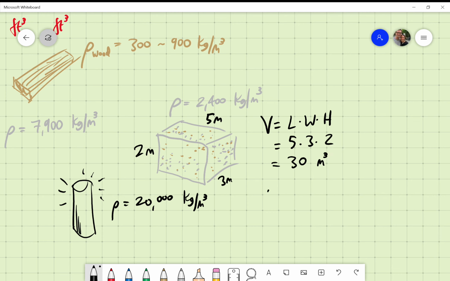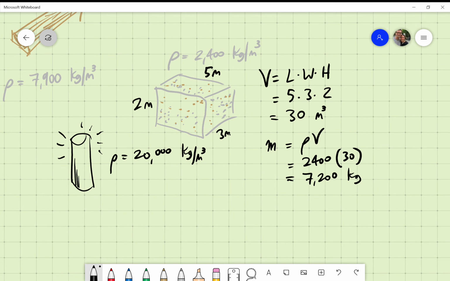Then you go to your mass formula. Mass is rho times V, and you say, oh yeah, so this is about 2,400 times the 30. 24, 48, what is that, 52? Nope, 72, sorry. Kilograms. And that's how you connect this idea of how dense something is, what its volume is, what its mass is. Okay, it's all interrelated.